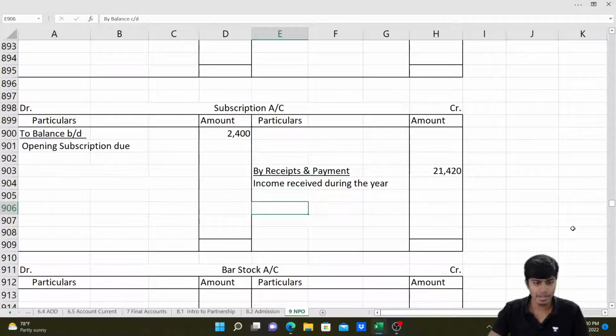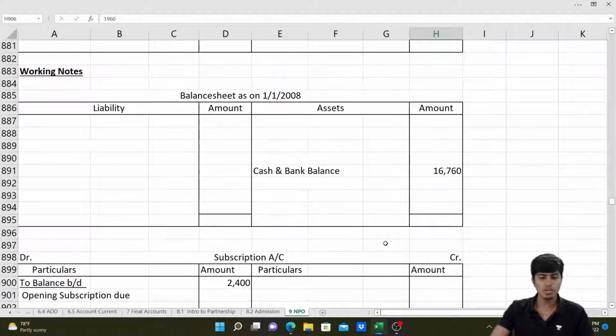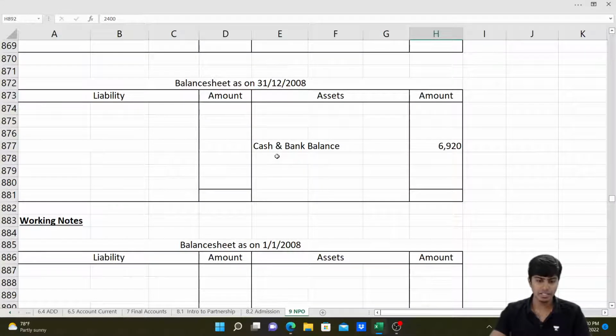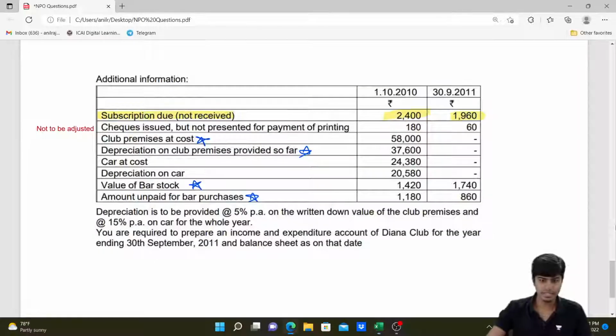2,400. Then I'll write here balance carried on. Closing subscription due 1,960. This has to be posted to respective balance sheets, which we'll do now. In our opening balance sheet, I'll write subscription due. How much is it? 2,400. And in my closing balance sheet, I'll write subscription due 1,960. Got it? Great. What do we have after that?